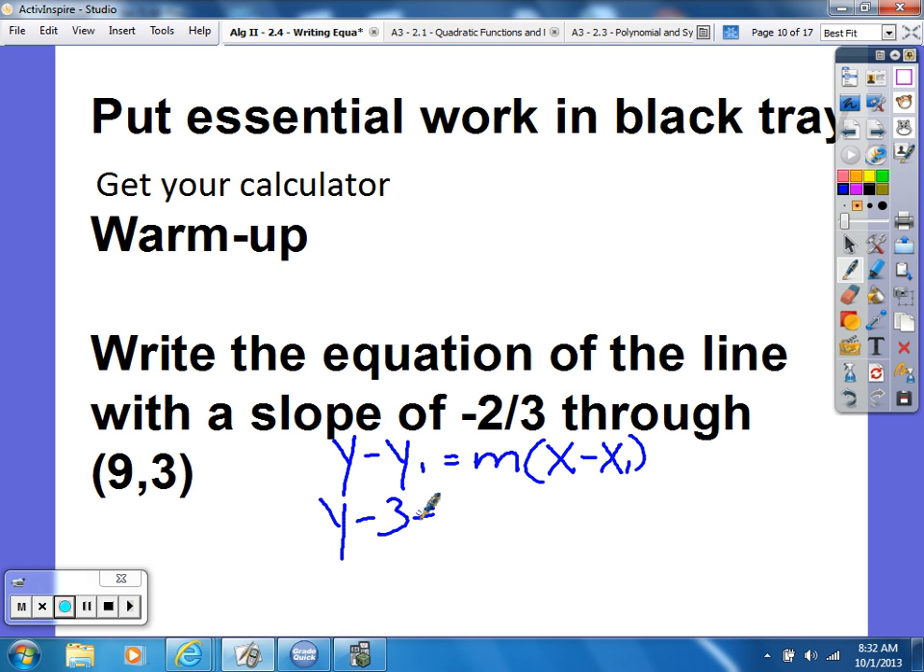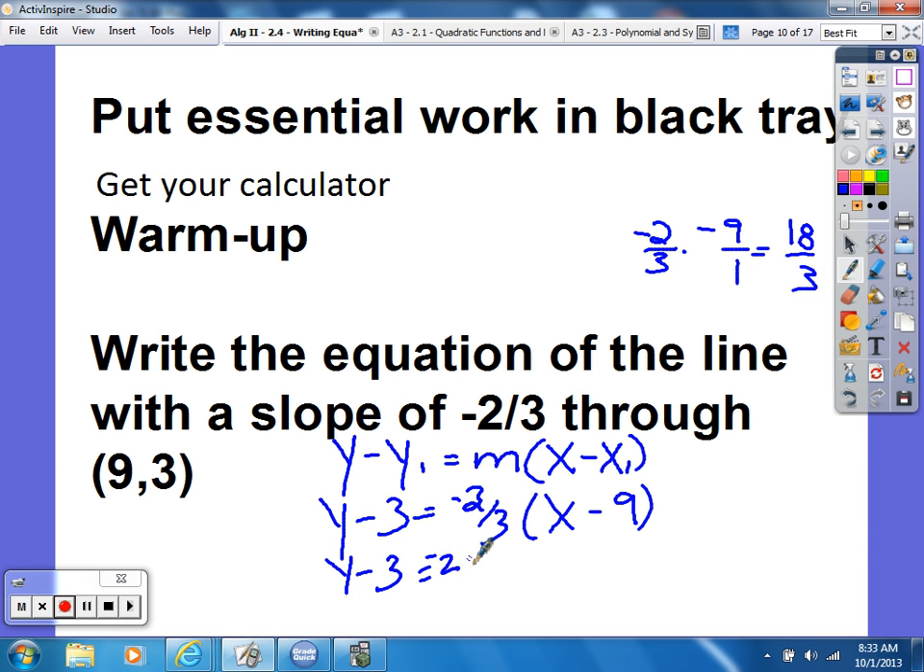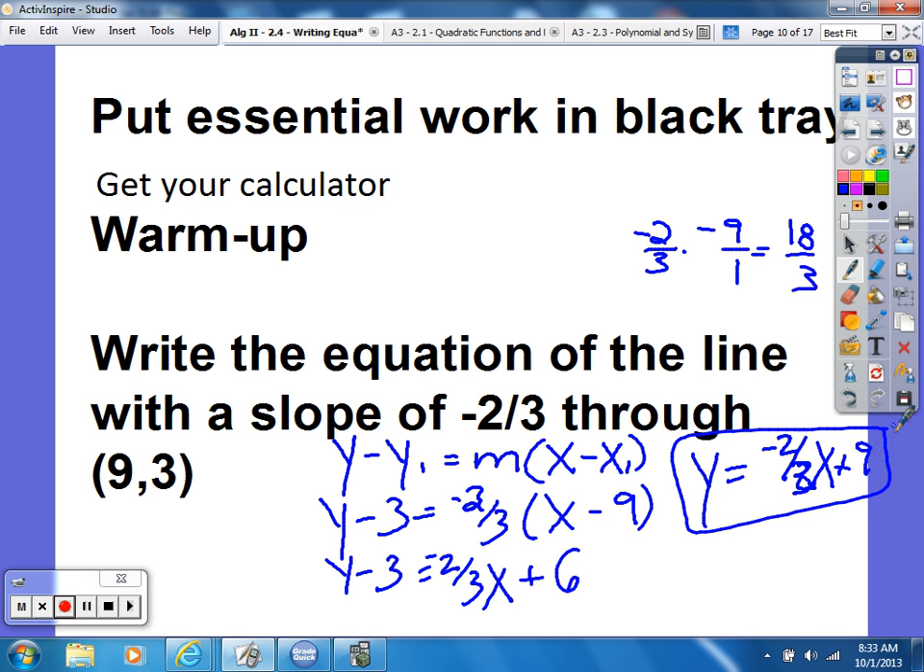Y minus 3 equals negative 2/3 times x minus 9. Now, I do expect that you can multiply the negative 2/3 and the negative 9 by hand. Negative 2 over 3 times negative 9 over 1 is 18 over 3, which is 6. So I get y minus 3 equals negative 2/3 x plus 6, then we add 3. So my final answer is y equals negative 2/3 x plus 9. Any questions there?